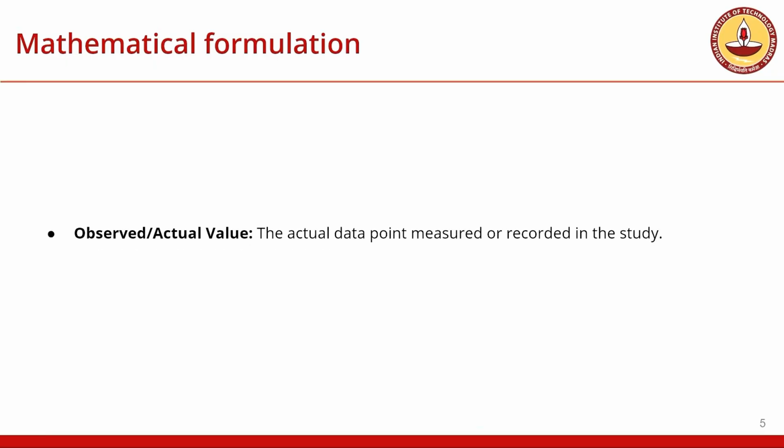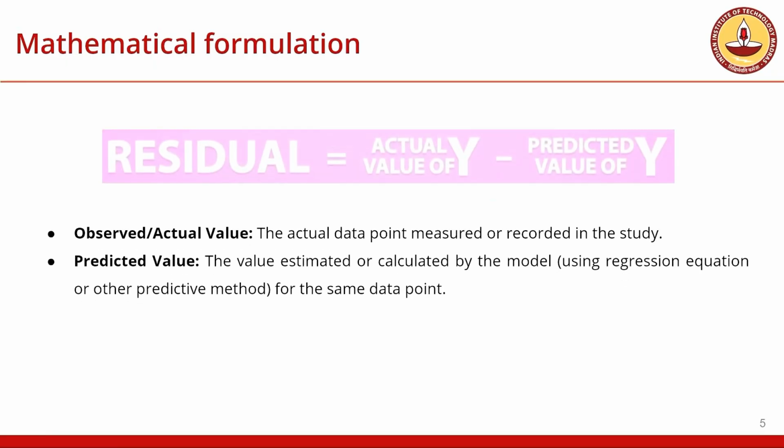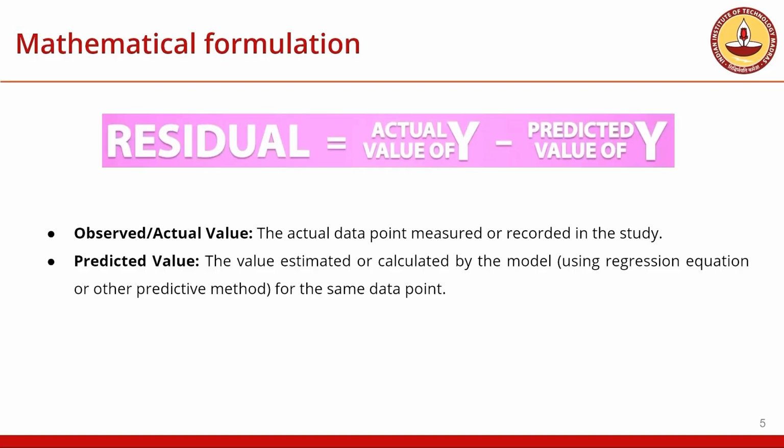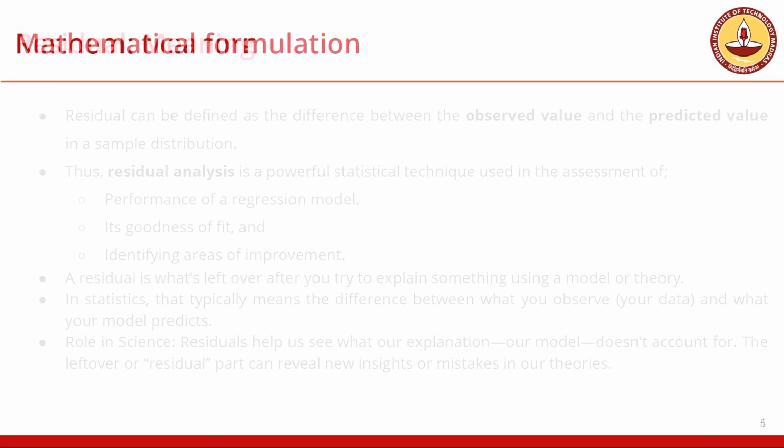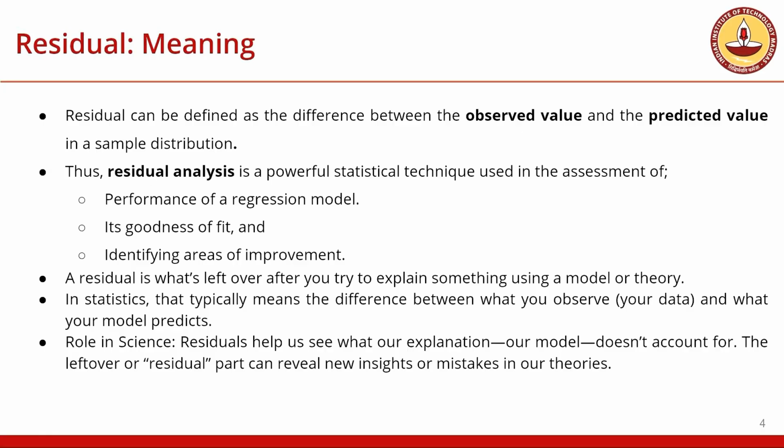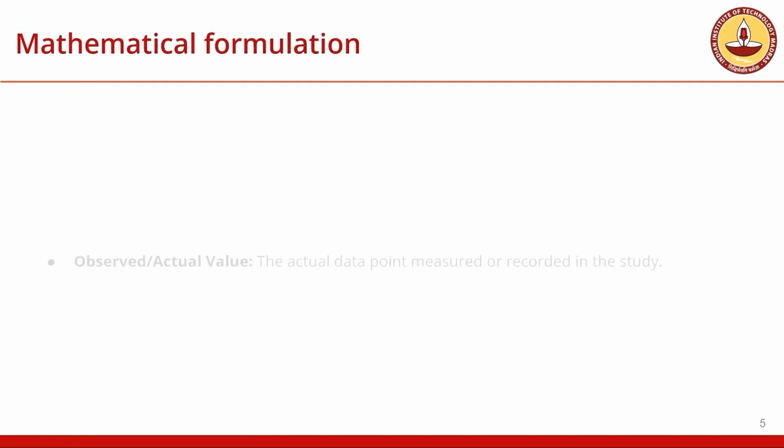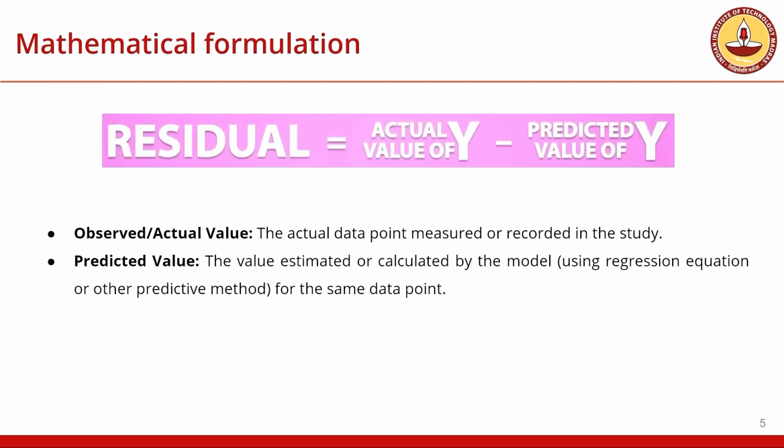Let's have a mathematical formulation of the concept of residual. Residual is equal to actual value of y minus predicted value of y. We've already discussed in the previous slide that residual is the difference between the observed and the predicted value. So, what is meant by the observed or actual value? That is the actual data point measured or recorded in the study. That is the responses we obtain from the respondents after the data collection, the actual data point.